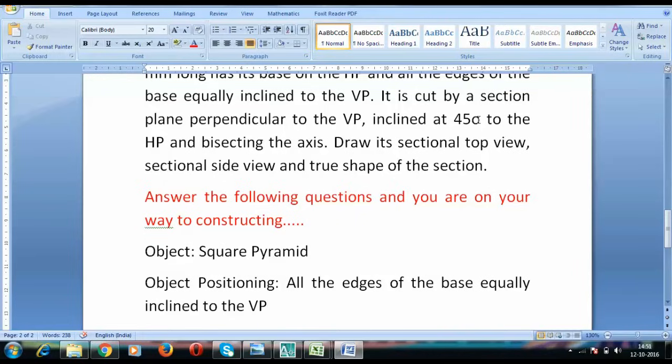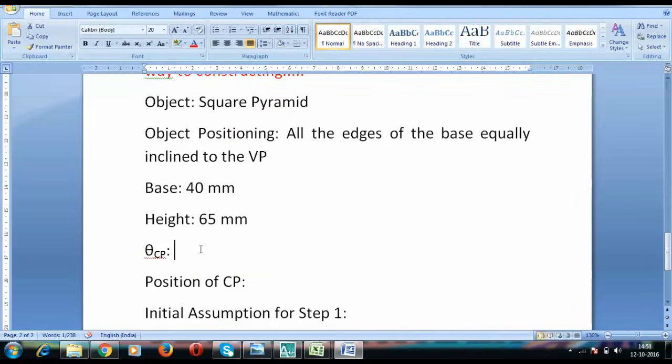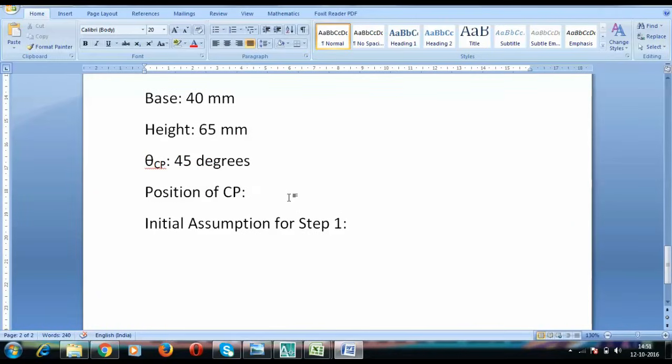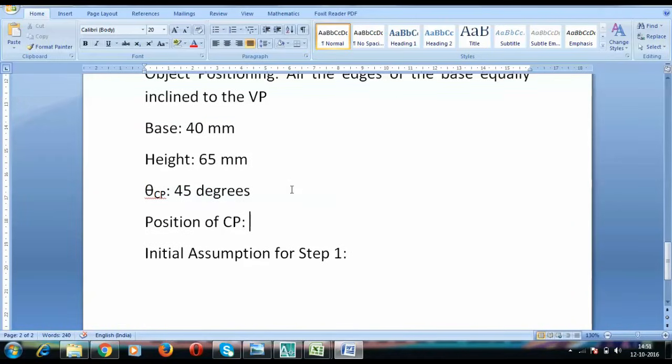These are the conditions which I'll be ensuring. So the cutting plane is inclined at an angle of 45 degrees. So this over here is 45 degrees. The position of the cutting plane: the cutting plane is bisecting the axis. So I'm going to write over here, bisecting the axis. And in order to quantify this, the height is 65 millimeters, so this is going to be 32.5 mm above the XY line. So this is how you need to go about your task.